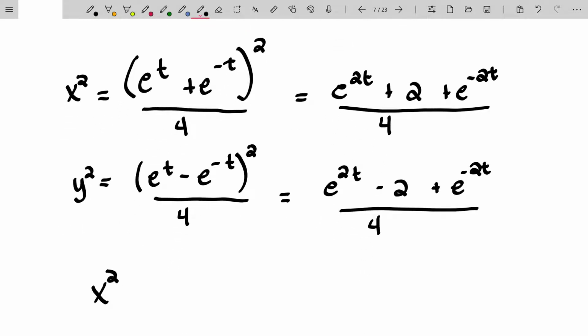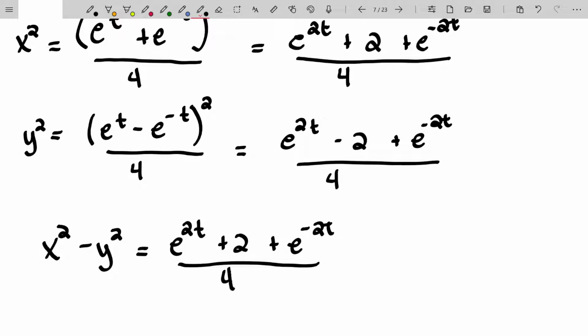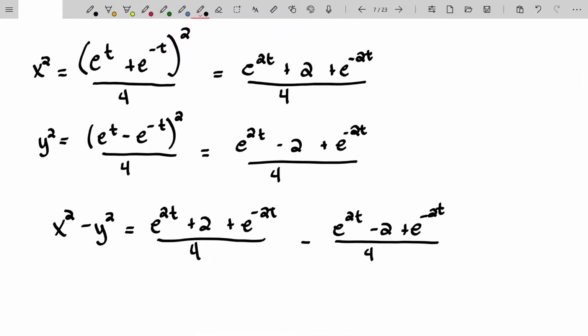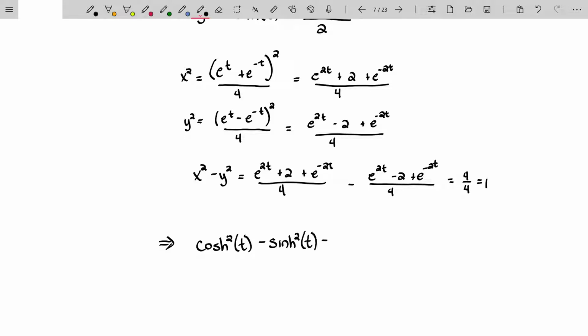And if you look at x squared minus y squared, we'll get that first picture, which is e to the 2t plus 2 plus e to the negative 2t over 4, minus e to the 2t minus 2 plus e to the negative 2t, again, over 4. And now you can do the subtraction. e to the 2t minus e to the 2t cancels. I'll do the back end first. e to the negative 2t minus e to the negative 2t, those cancel. And then 2 minus a negative 2, that's a 4. And so again, this becomes a 4 over 4, which is 1. And this implies, again, that cosh squared, same notation that we would use for a cosine squared, cosh squared of t minus sinh squared of t is equal to 1.